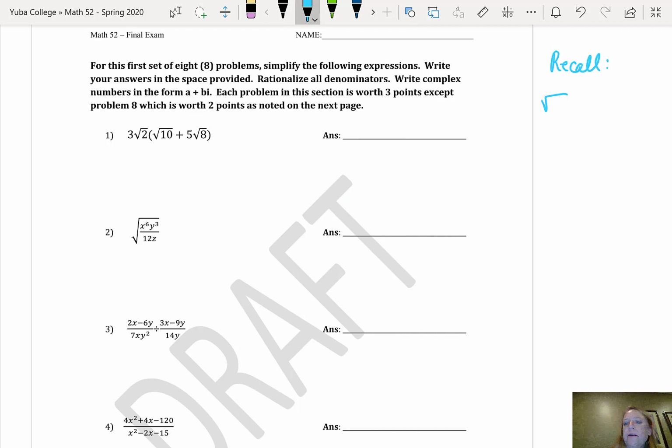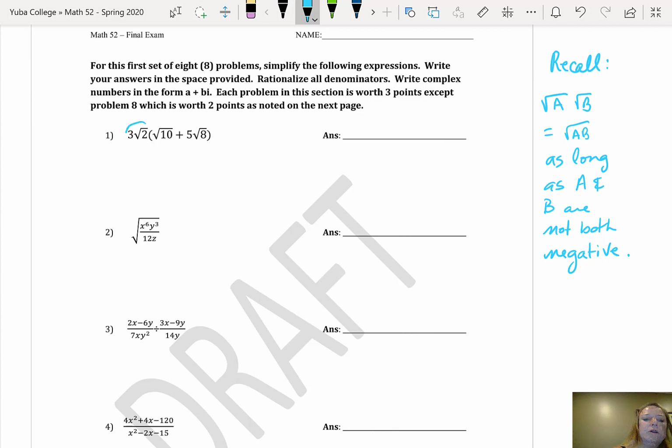radicals. If we had the square root of a times the square root of b, recall that this is equal to the square root of a times b underneath the radical. So we can go back and forth this way. There is a stipulation that a and b cannot both be negative. If they're both negative, then we need to pull out the imaginary part first before we can multiply underneath the radical.